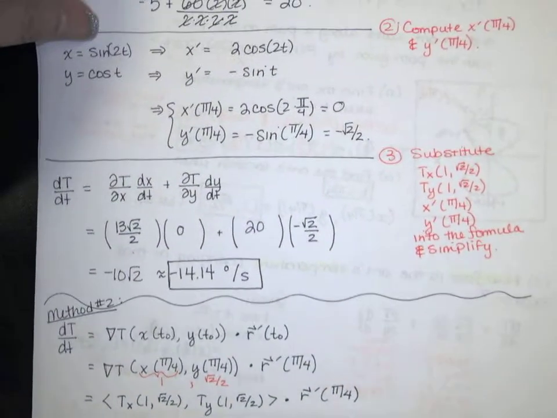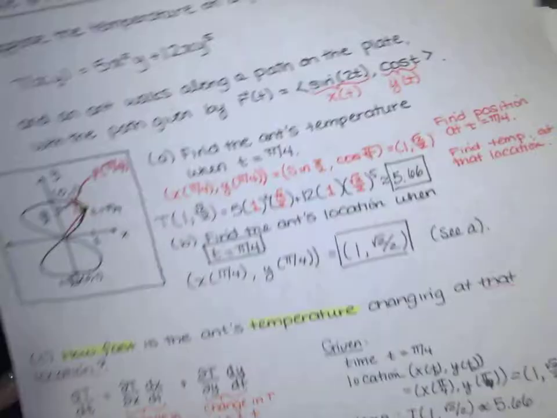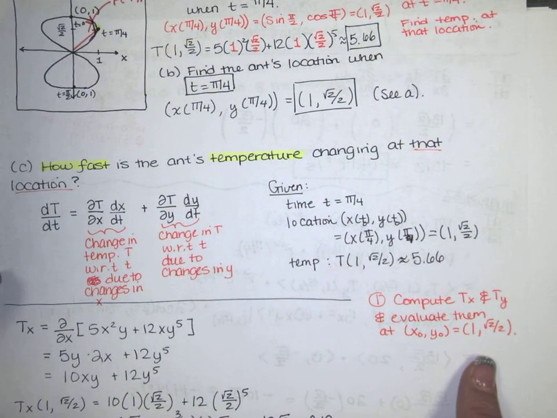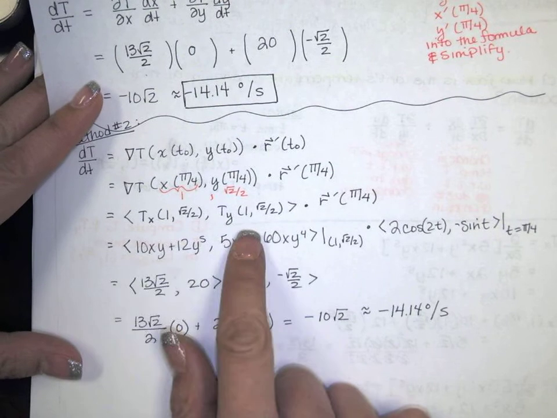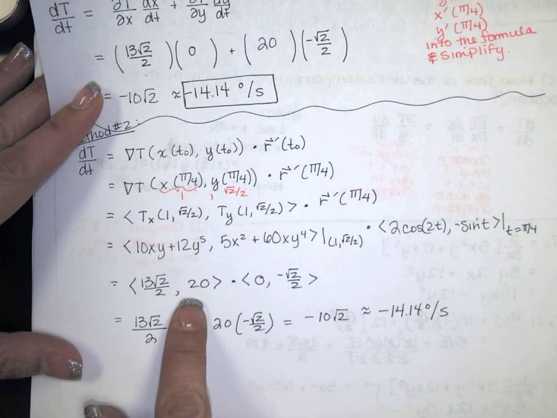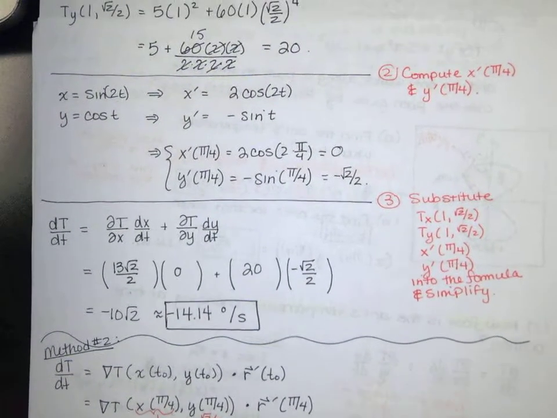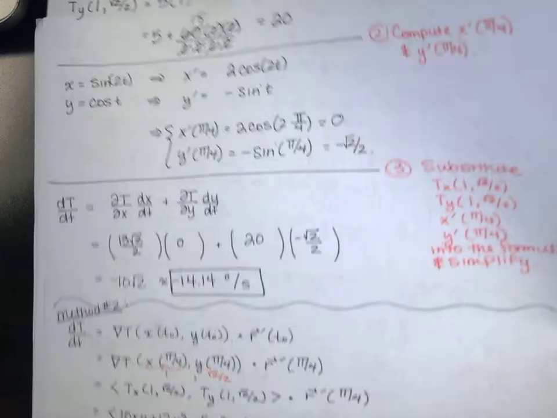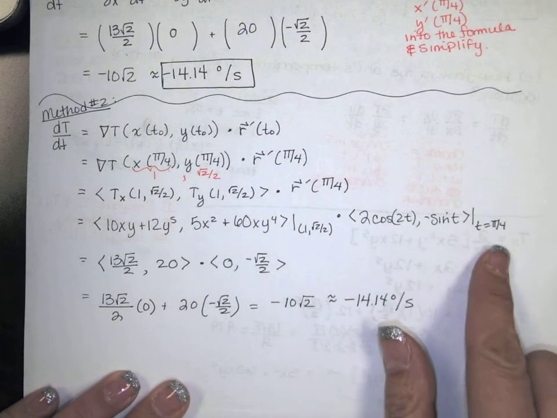Or you could do it this way. This is also a very nice way to handle it. So you compute the two partials and evaluate them at the point. Isn't that exactly what we did when we calculated the gradient and we plugged in the point? It's just a shorthand way of doing the same thing. Or then we can compute x prime and y prime at pi over 4. It's just like computing r prime and then substituting in pi over 4.